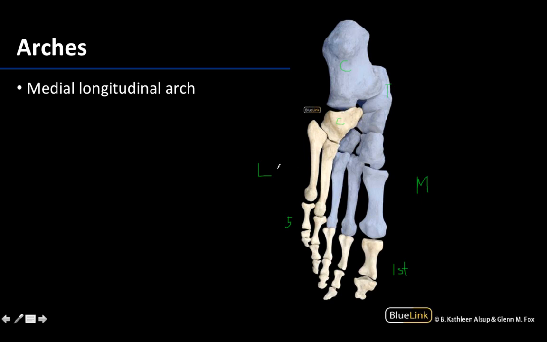It's always going to be more lateral, but it will include the calcaneus, the talus, the navicular, and all the cuneiforms, in addition to the first three metatarsals. And we know the first three, that will include the first or your big toe, and then this would be 2 and this would be 3. So those are the bones that make up the medial longitudinal arch.